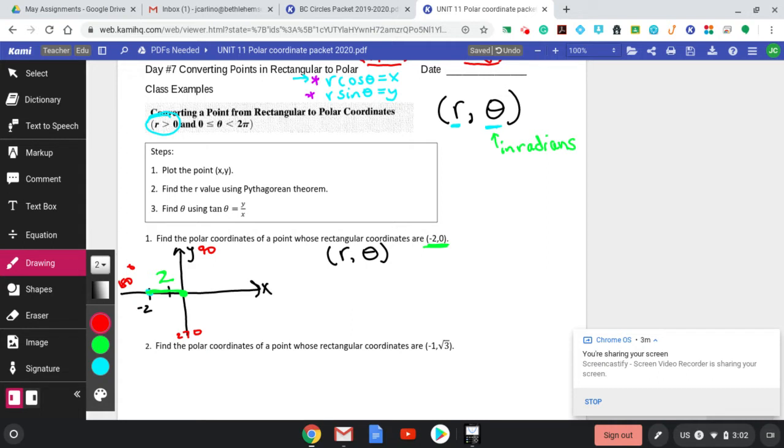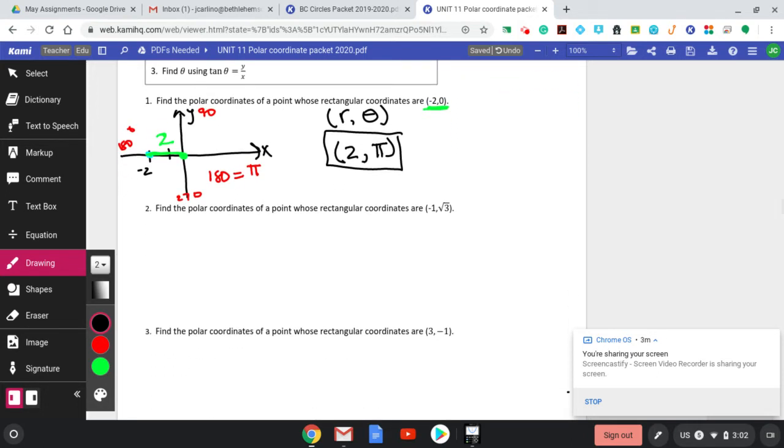Do you remember what 180 was equal to as far as radians go? I'm hoping 180 was equal to pi radians. So this one wasn't too bad. The point here in polar was 2, comma, what was my angle in radians? Pi. So 2 comma pi. Not bad. It's not that bad when it lands on one of the axes. But that's not going to be the case for 2 and 3.